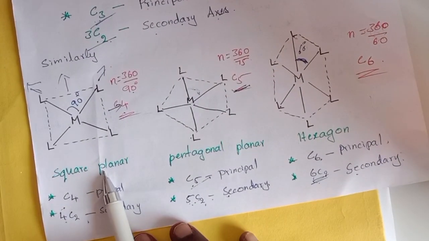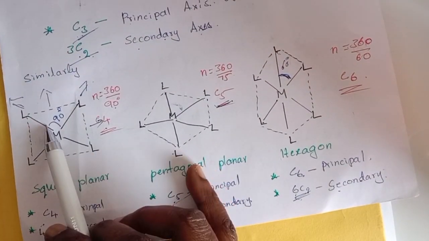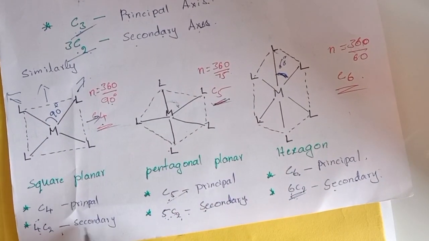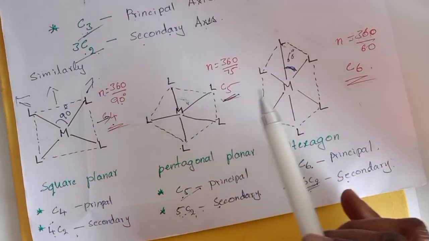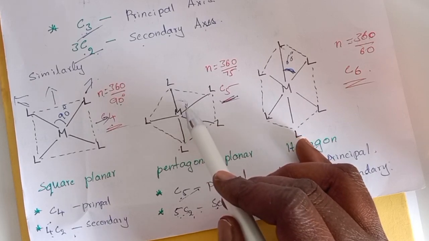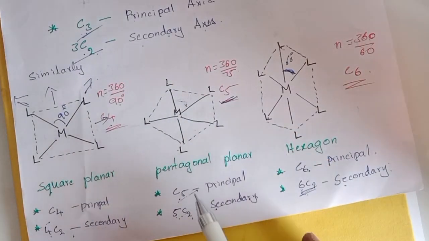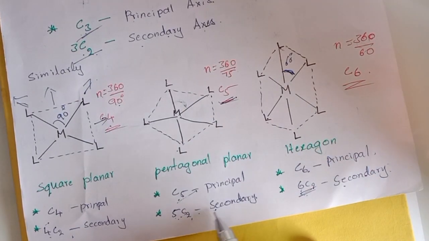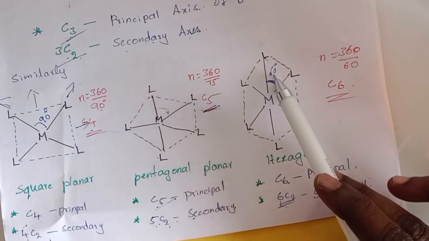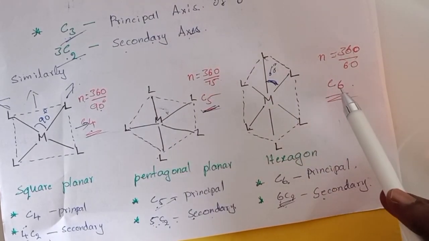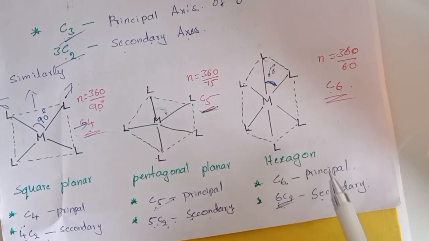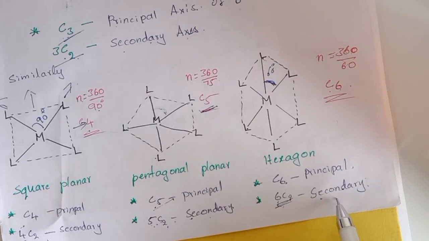In square planar structures, the angle between two atoms is 90 degrees, so the principal axis is C4 and 4 C2s are called secondary axes. In a pentagon, the angle between two atoms is 72 degrees, so the principal axis is C5 and 5 C2s are considered secondary axes. In a hexagon, the angle is 60 degrees, so the order of rotation is 6. So C6 will be the principal axis and the 6 C2s will be considered secondary axes of symmetry.